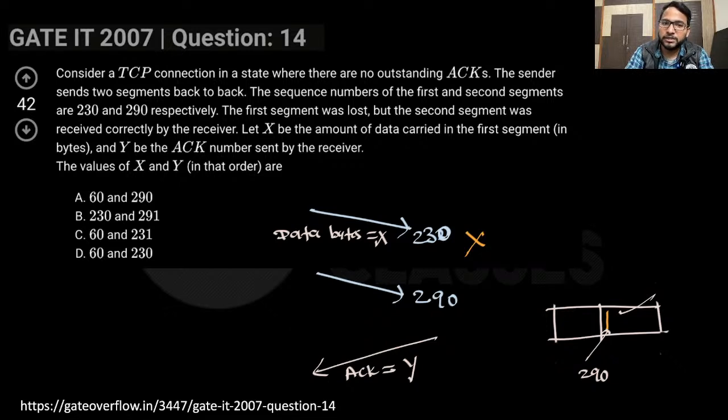Since TCP uses the cumulative ACK, I mean they should actually have told it, but I think this question is from 2007, and by that time TCP used only the cumulative ACK. Nowadays, in very recent implementations, they also use the selective ACK, but it is not in the GATE syllabus. So by default, we assume that TCP uses the cumulative ACK. Let me know what answer you are getting here.